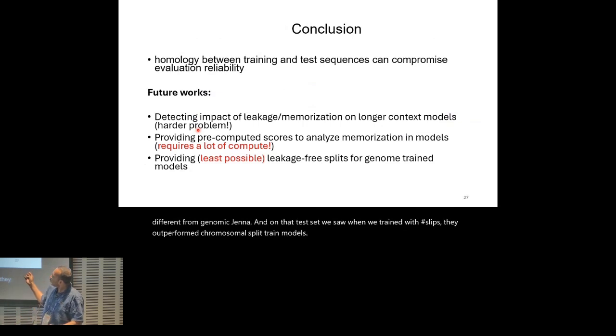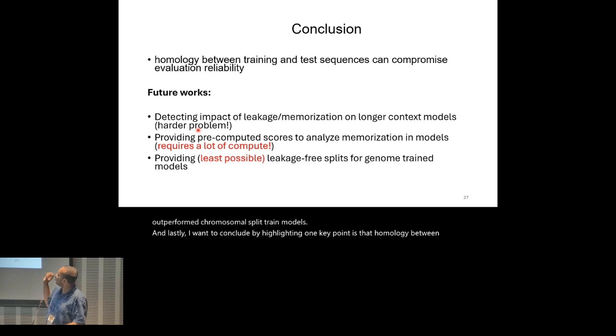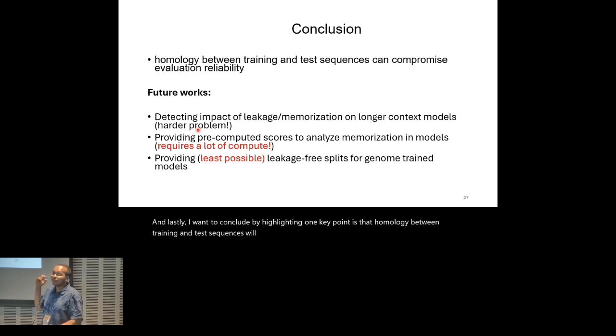And lastly, I want to conclude by highlighting one key point: homology between training and test sequences will compromise the reliability of your model evaluation. So we should try and solve that as a field. And in future, I plan to do the analysis of memorization on longer context models, which is a much harder problem. Hopefully I'll be able to do that.